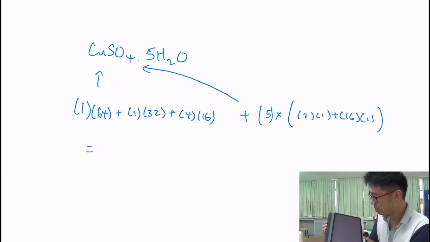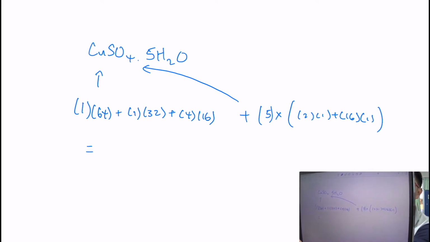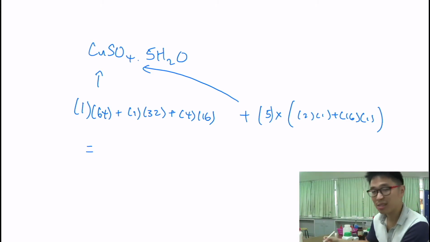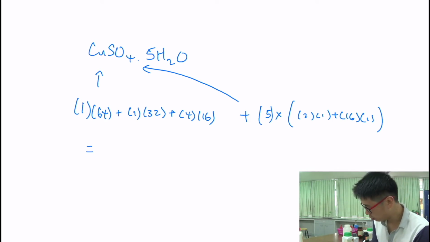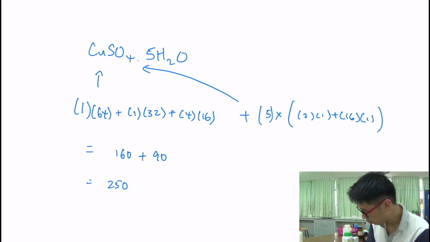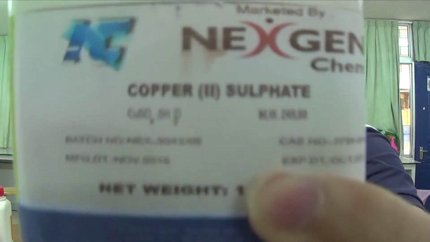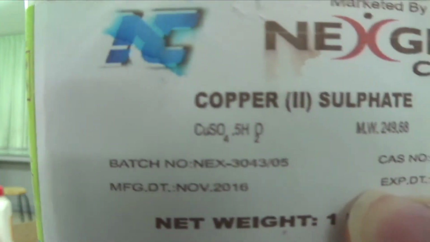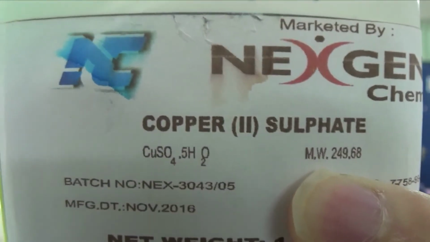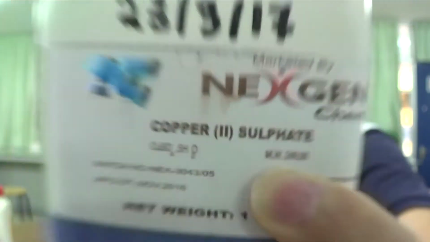So altogether I have the Mr for the copper(II) sulfate plus the Mr for the water times how many waters of crystallization. 64 times 1 plus 32 times 1 plus 16 times 4, I get 160. And then I have 5 waters of crystallization, so 5 times 18, that's 90. And I get 250 to the nearest whole number. If you look, these are the more accurate molecular masses. Not sure how clear it is. For 5H2O, the molecular weight is close to 250. I think it's 249 point something, because they are using more accurate relative atomic masses.